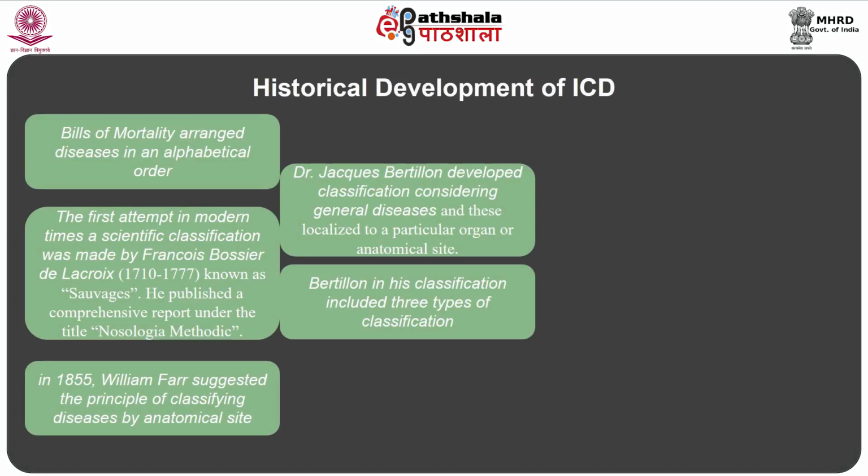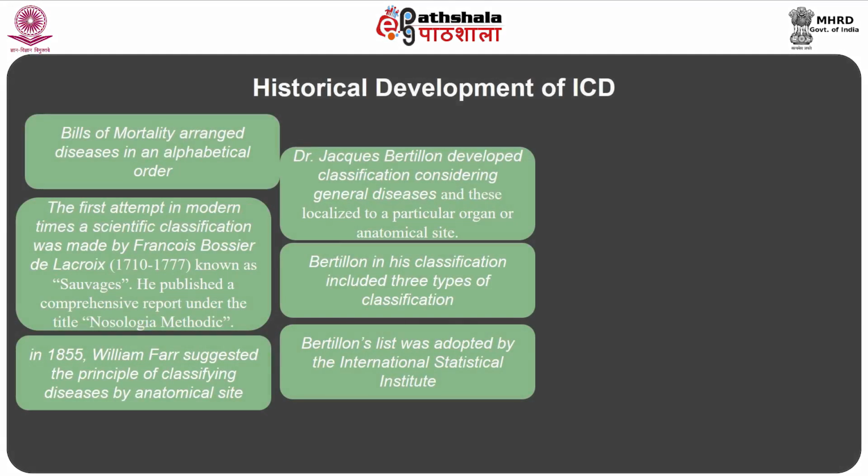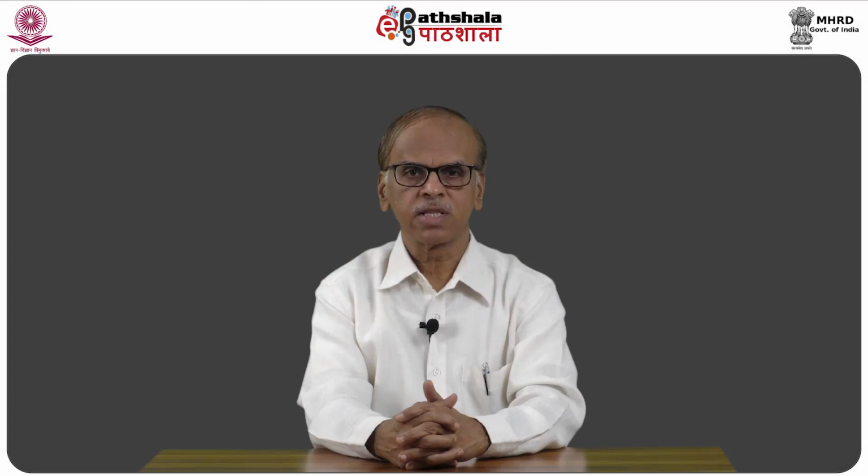Bertillon, in his classification, included three types of classifications. The first is an abridged classification of 44 titles. The second classification is of 99 and the third of 161 titles. This list was adopted by the International Statistical Institute and became known as the International List of Causes of Death.